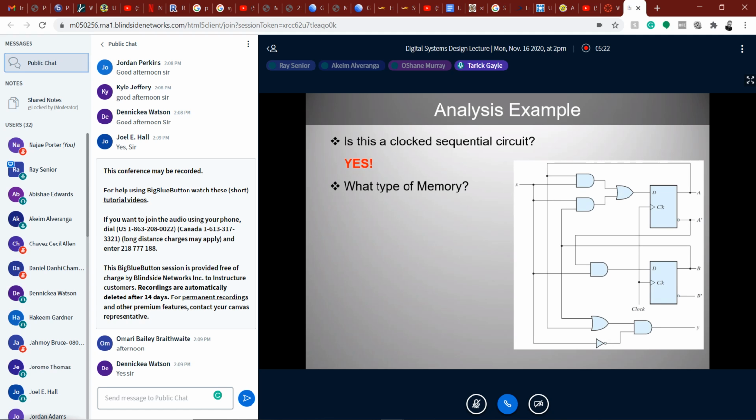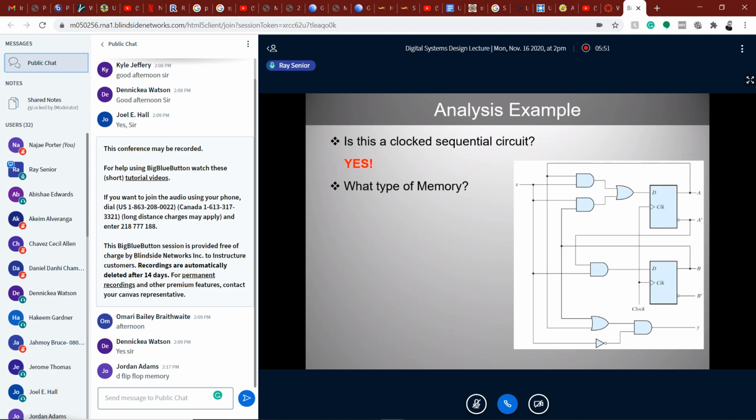Sir, is it a cache memory, sir? We are using cache, sir. You see cache anywhere on the diagram, sir? Remember, we're looking at this diagram in front of us here. Why would you say cache? I've never mentioned that word in this course. The memory type is a D flip-flop. It's right there in front of you. So we're using D flip-flop.